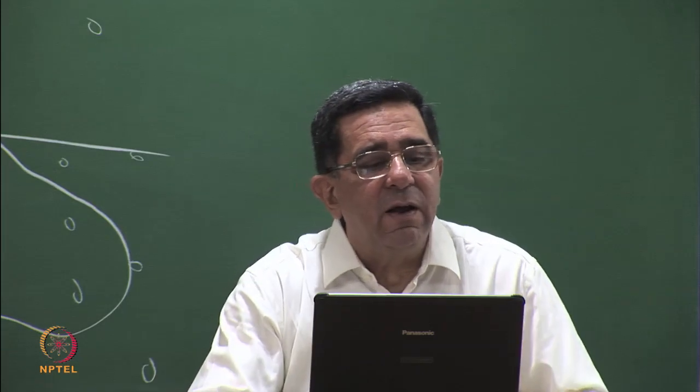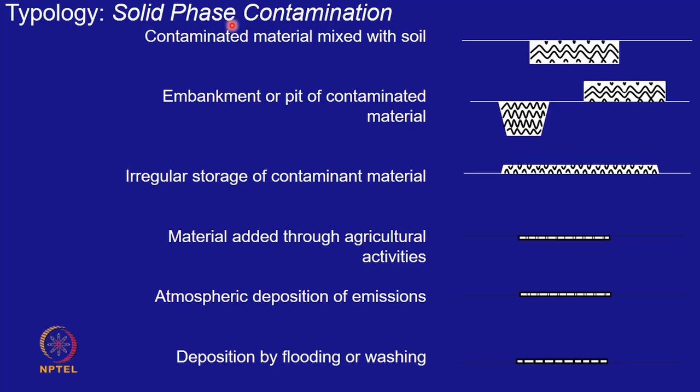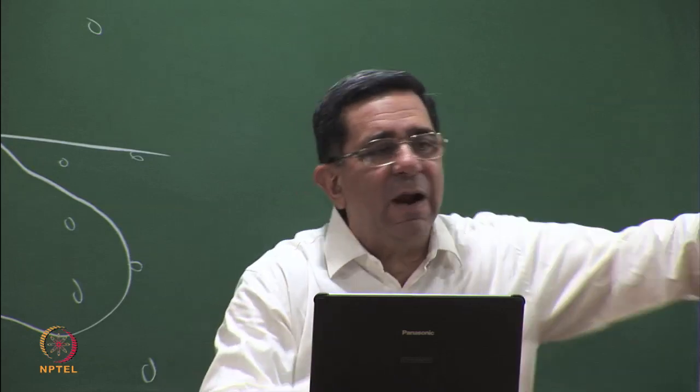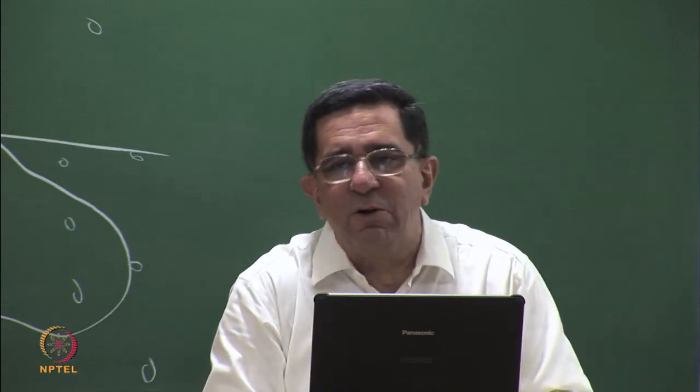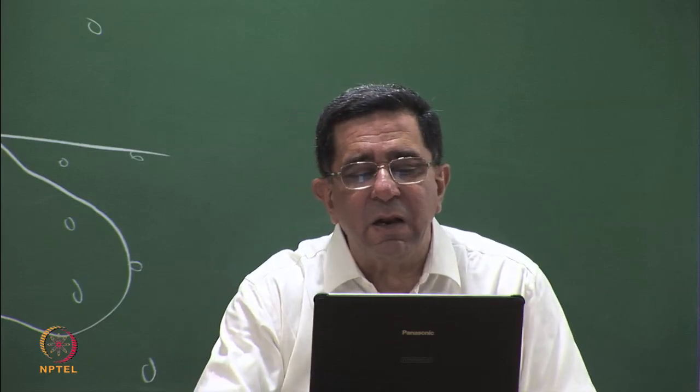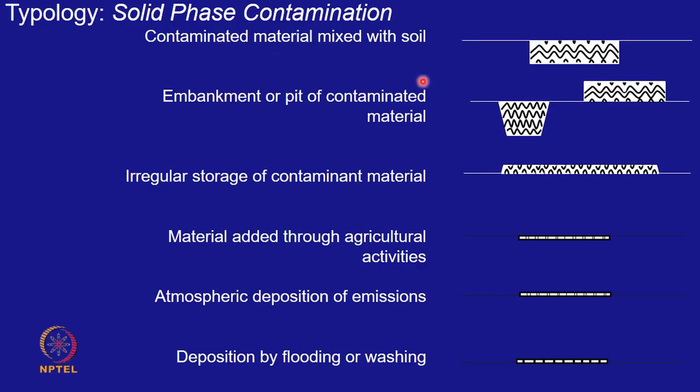If it is solid, one of the ways it is contaminated is that it has been mixed with the local soil. That means you had undulating ground, you had some sludge, you came and mixed it and covered it so that nobody would find out. And that's given a symbol like this, and it is called contaminated material mixed with soil.